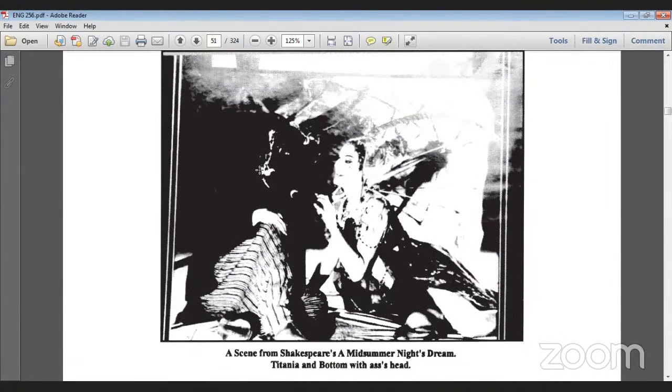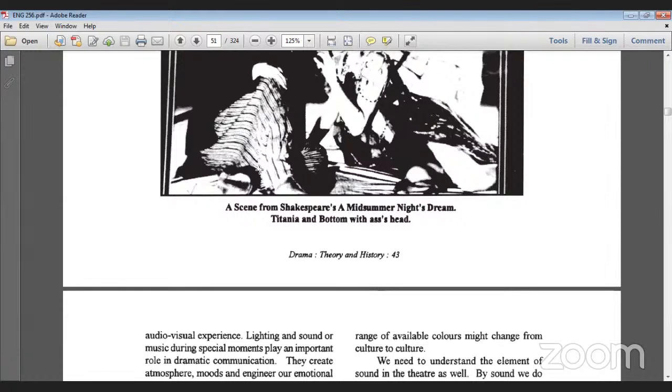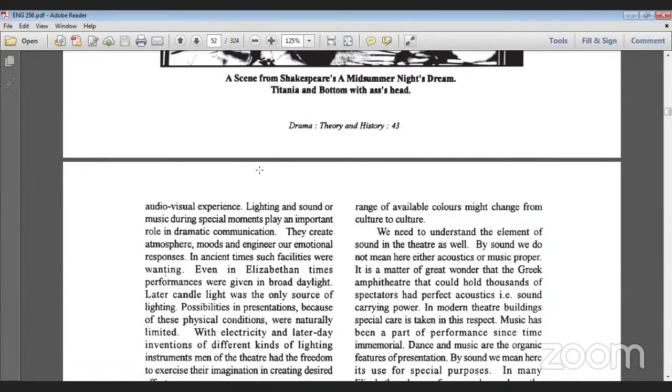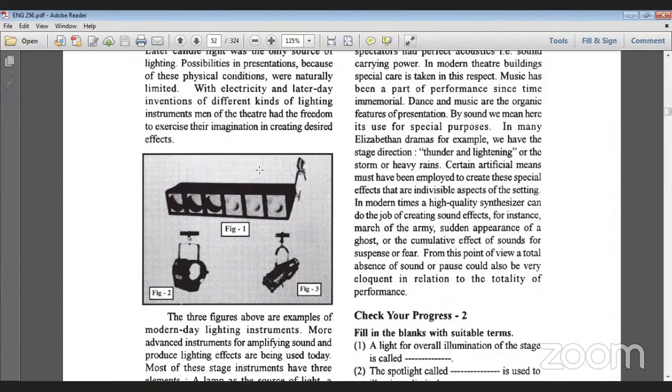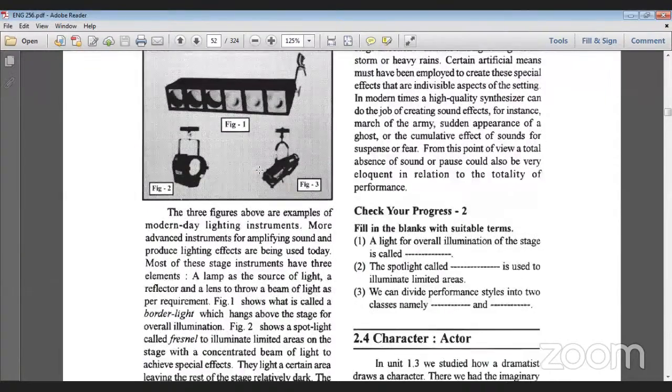A scene from Shakespeare's A Midsummer Night's Dream: Titania and Bottom with the ass's head. Audio-visual lighting, sound and music during special moments play an important role in dramatic communication. See how the stage is, what things are going on on the stage, the light effects. This is the part which is important.